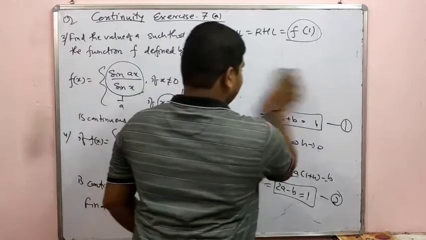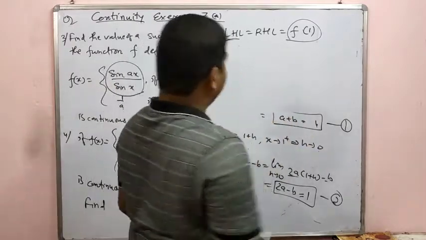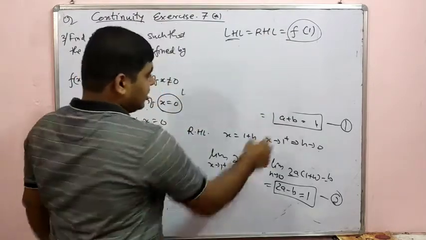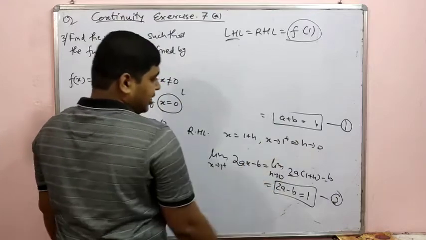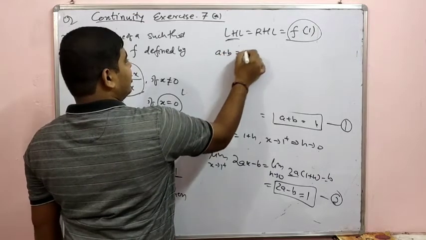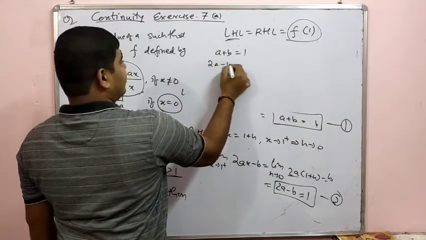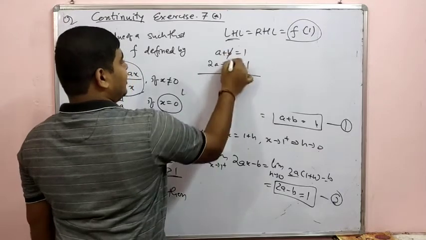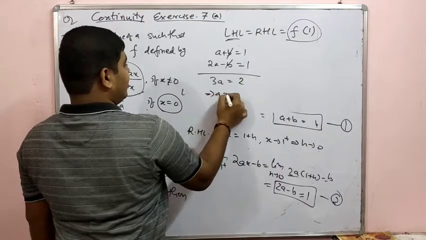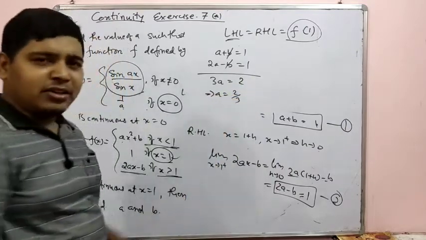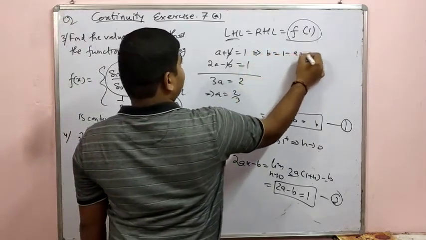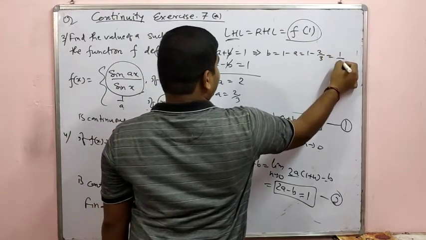So as the function is continuous, the left hand limit is also equal to f of 1 and right hand limit is also equal to f of 1. So now adding equation 1 and 2, b and b cancel out. Just like that, a plus b is equal to 1 and 2a minus b is equal to 1. When I add the two, b and b cancel out, so this is equal to 3a is equal to 1 plus 1, 2. So a is equal to 2 by 3, and if a is equal to 2 by 3, from this equation b is equal to 1 minus a, which is equal to 1 minus 2 by 3, is equal to 1 by 3.